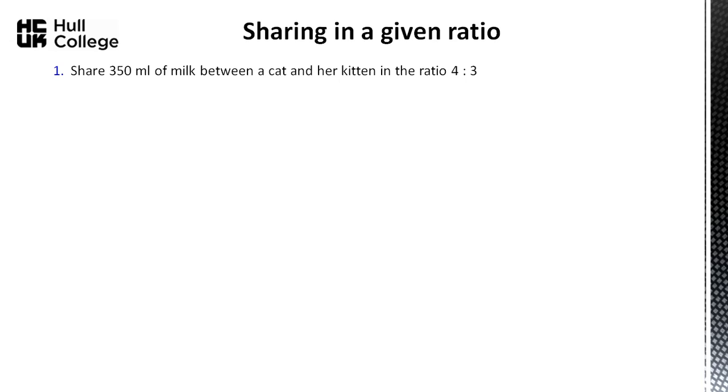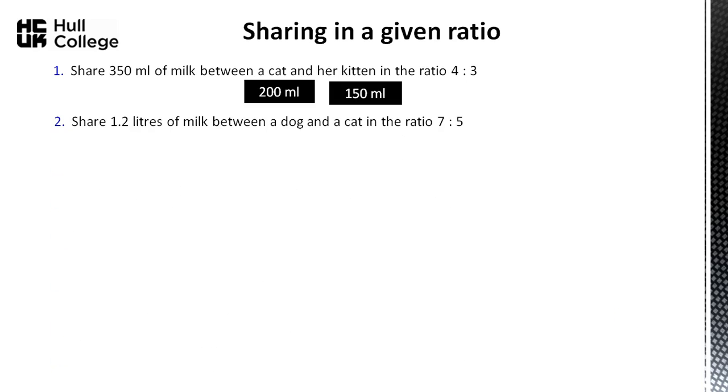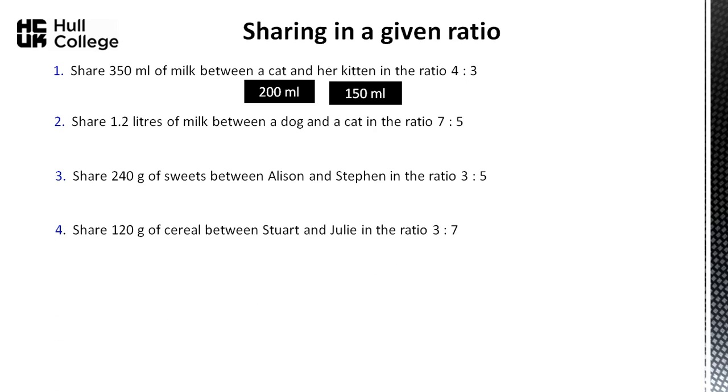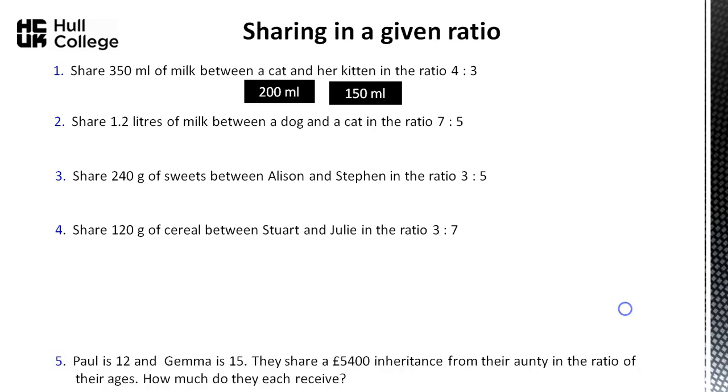And again, share 350 ml of milk between a cat and her kitten in the ratio 4:3. Number 2, share 1.2 litres of milk between a dog and a cat in the ratio 7:5. Number 3, share 240 grams of sweets between Alison and Stephen in the ratio 3:5. Number 4, share 120 grams of cereal between Stuart and Julie in the ratio 3:7.